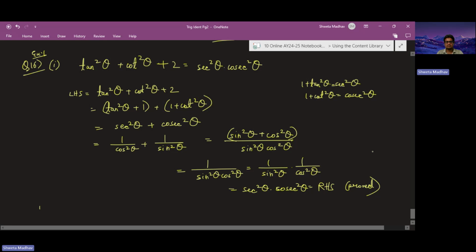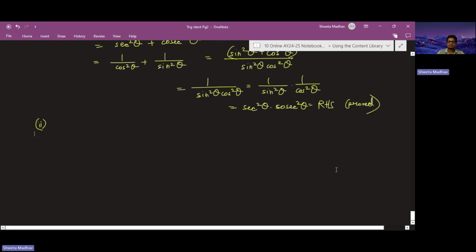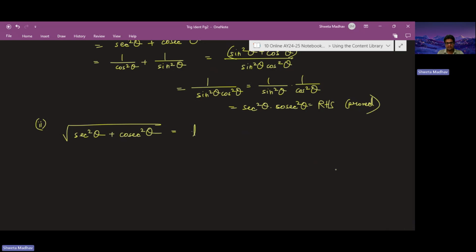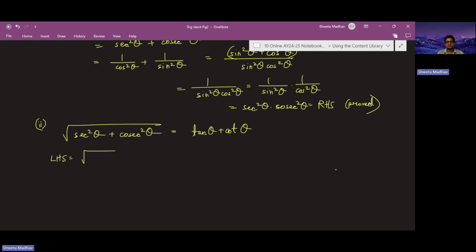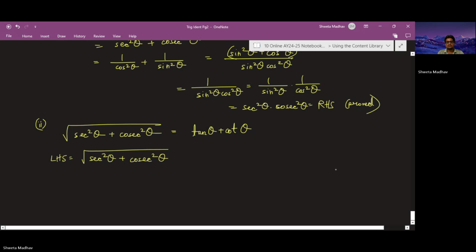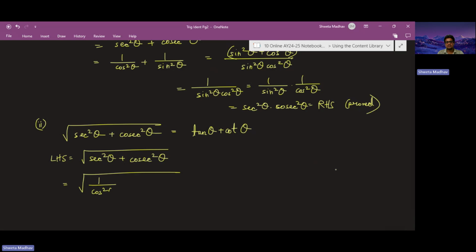Then in the second subpart, we are told to prove that square root of sec square theta plus cosec square theta should be equal to tan theta plus cot theta. Now the left hand side is square root of secant square theta plus cosec square theta. Now this you can write as square root of, secant square theta is 1 by cos square theta and cosec square theta is 1 by sin square theta.